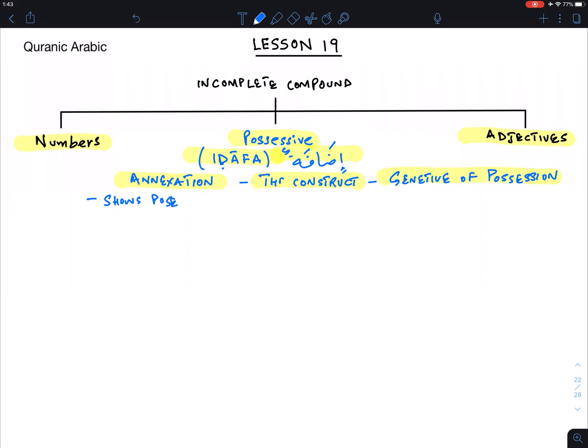It shows possession of one thing by another. So it's basically a relationship that shows possession of one by the other. Now let's look at an example. A common example that will help us even in the Quran is Kitabullahi. The meaning is the book of Allah.